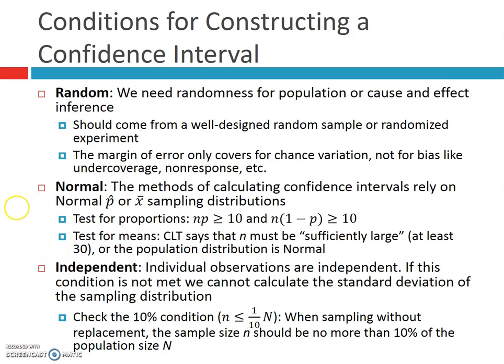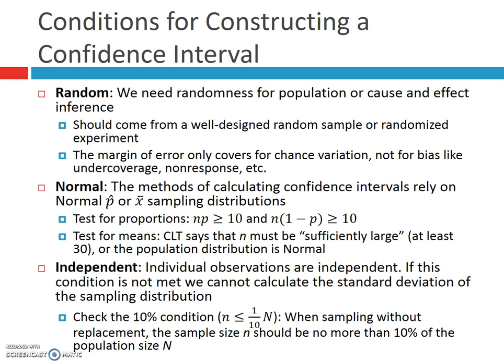To test for normal, it depends on whether it's for proportions or for means. The methods of calculating confidence intervals rely on normal sample proportion or sample mean sampling distributions. So when it's proportions, you need to make sure that n times p and n times (1 minus p) are both greater than or equal to 10. For means, the central limit theorem says that n has to be sufficiently large, so we say at least 30, or it has to state to begin with that the population distribution is normal. So depending on what you're doing a confidence interval for, you need to test one of those two things.